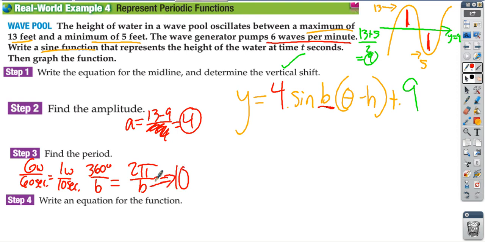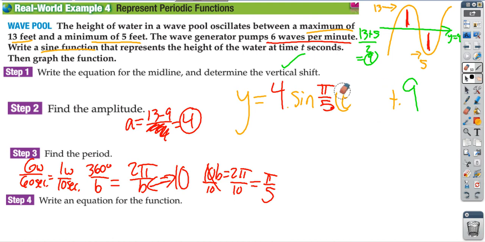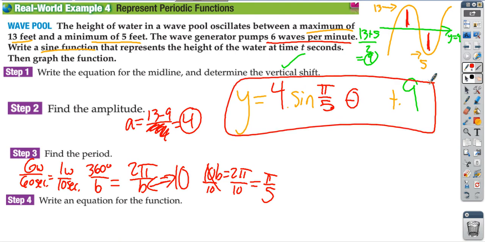So let's solve for that. We will get 10b is equal to 2 pi, and we will divide both sides by 10. So b is 2 pi over 10, which is the same as pi over 5. Let's replace this with pi over 5. They don't tell us anything about shifting to the right or the left, so we don't even need this minus h right here. So our final answer should end up equaling this right here.